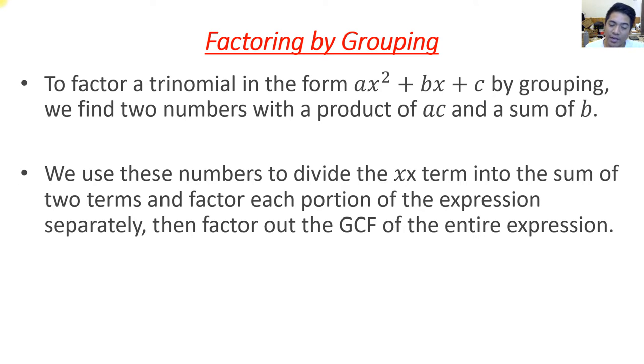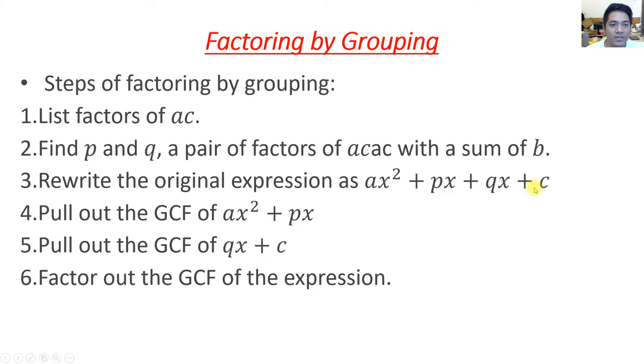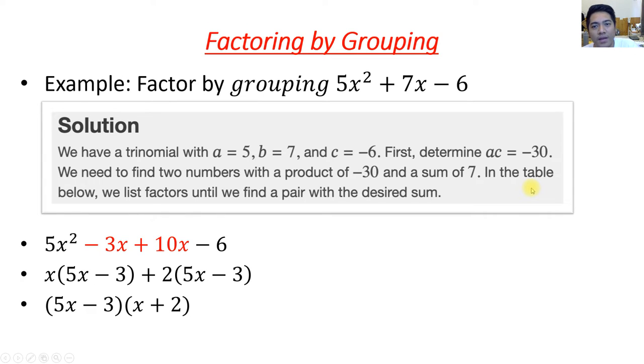So for example, your trinomial doesn't have a coefficient of 1. It's not 1, but it's 2, 3, or any other coefficient. So we can simply use the formula: ac and the sum of b. So, let's try. How about this? If we factor 5x squared plus 7x minus 6, you can notice that the coefficient of x squared here is not equal to 1. So definitely we are going to use factoring by grouping. And how does that work?